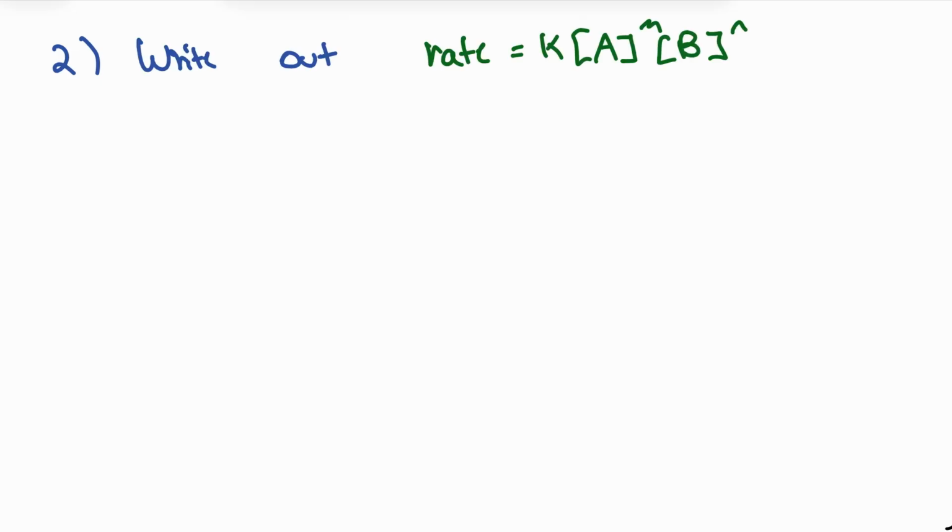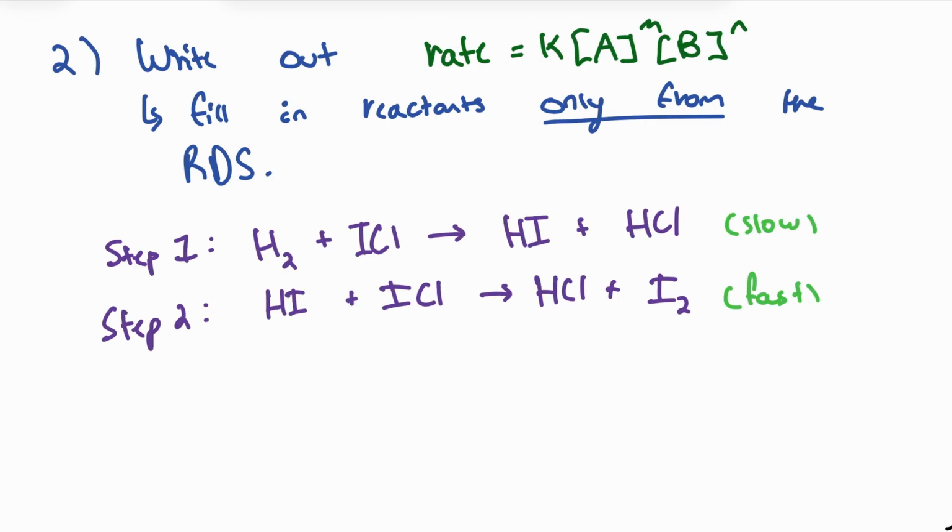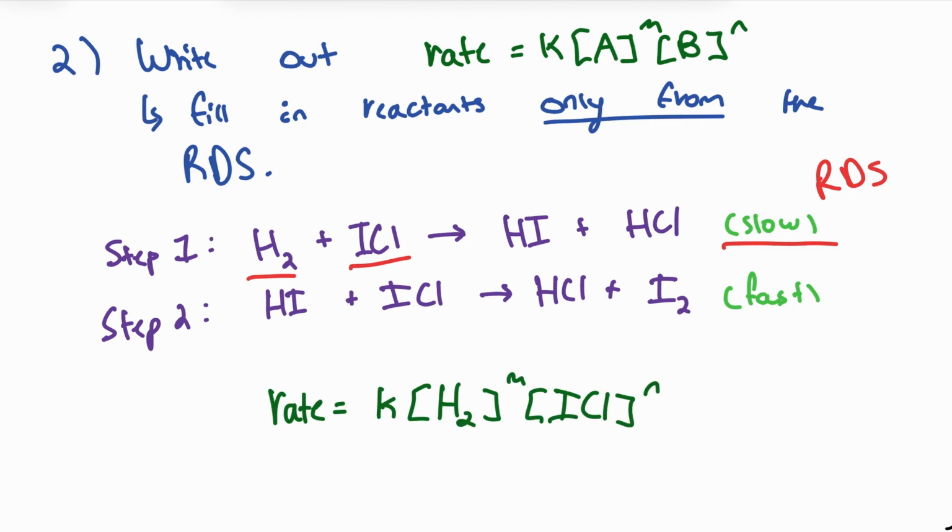The second thing we have to do is write out our basic rate law equation. Remember that it reads as follows. What we also have to do is fill in the reactants in our rate law only from the rate determining step. So again, if this is our elementary reaction, these two steps, and we have the slow rate determining step over here, then the reactants in this step are going to be H2 gas and ICl. So we're going to put those reactants in our rate law.